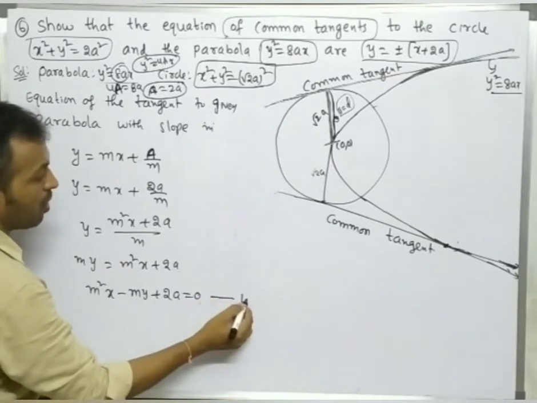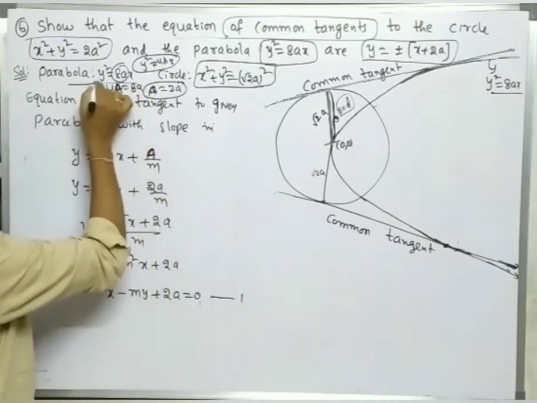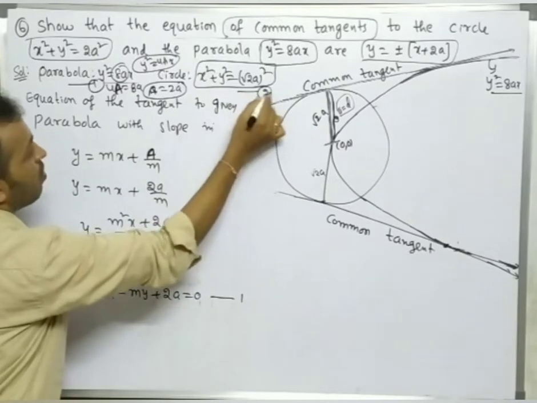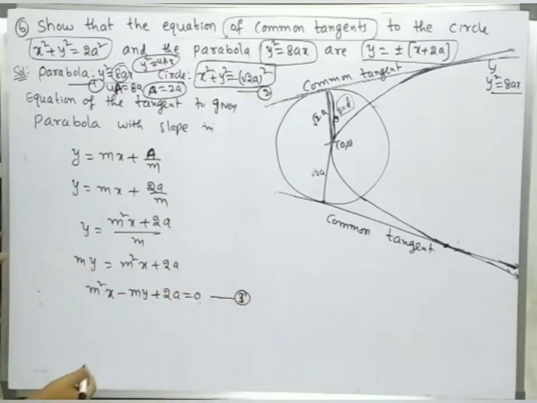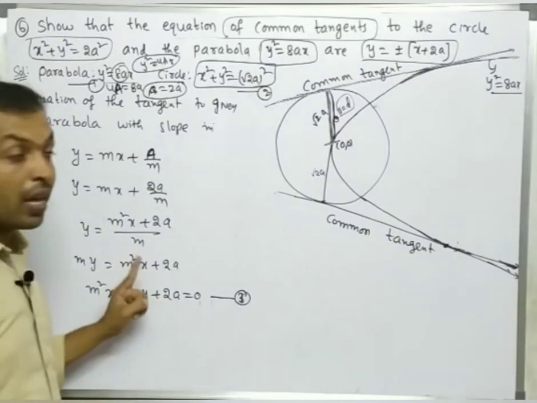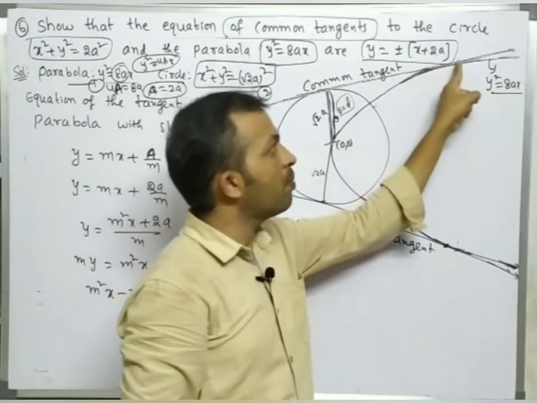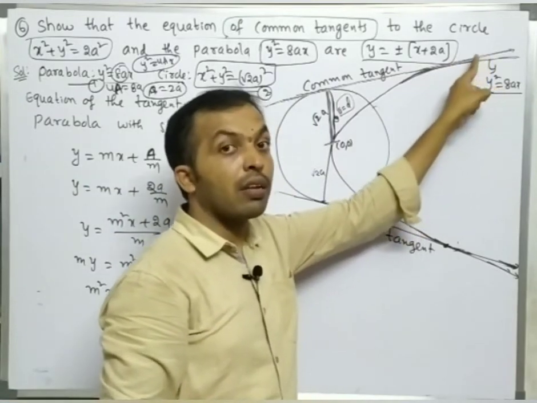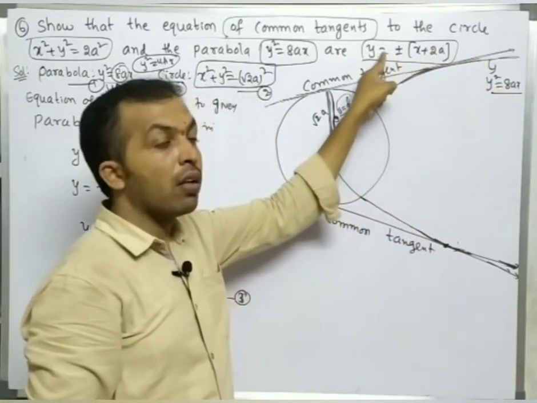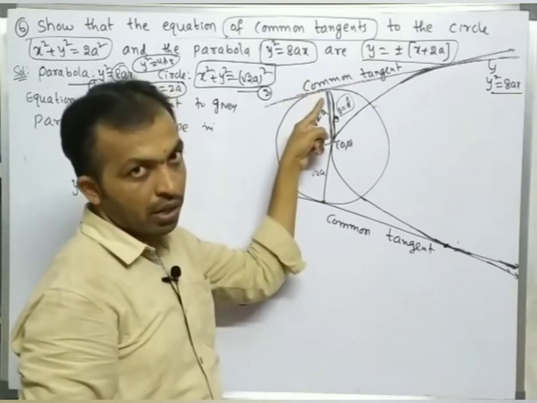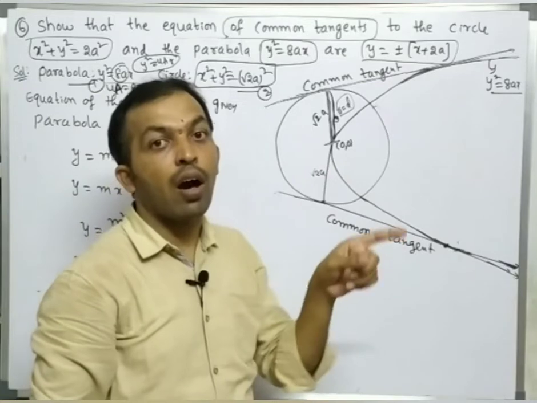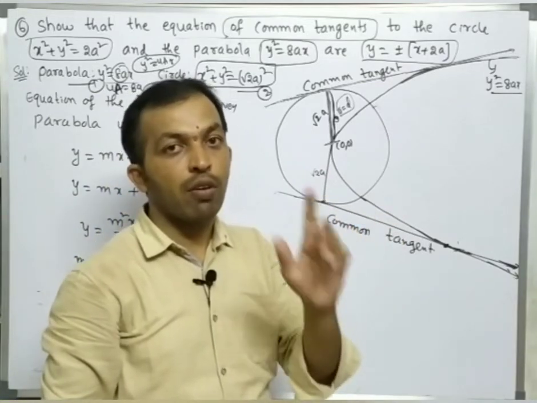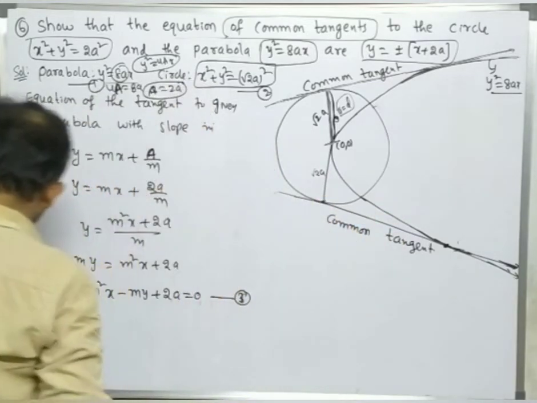Okay, so m square x minus my plus 2a is equal to 0. This is equation number 1, this is 2, this is 3. What is this? The equation of the tangent to the parabola. This tangent to the parabola is also tangent to the circle. So it is tangent to the circle if it satisfies r is equal to d. That means the radius is equal to the perpendicular distance.